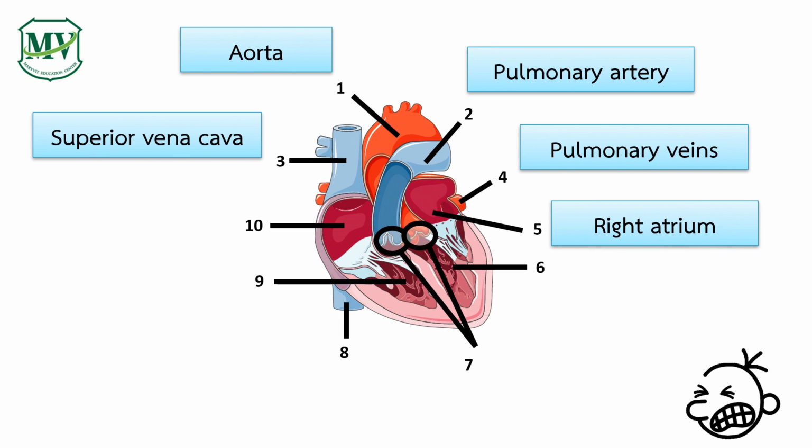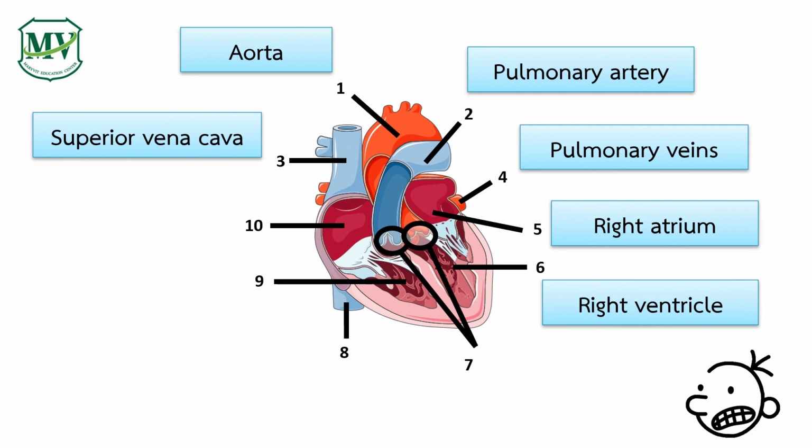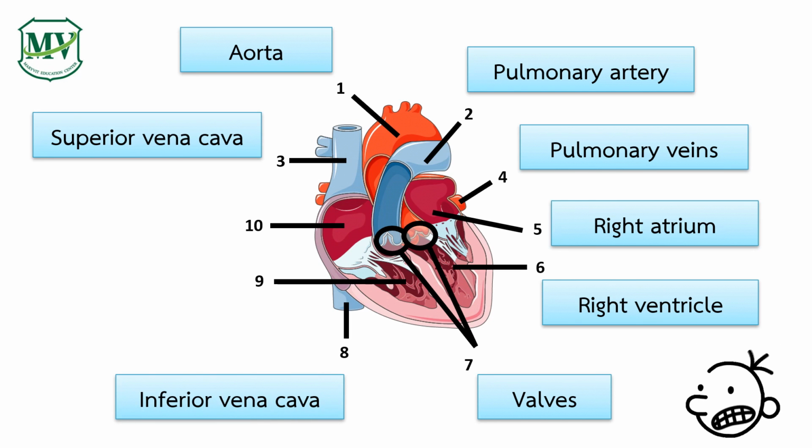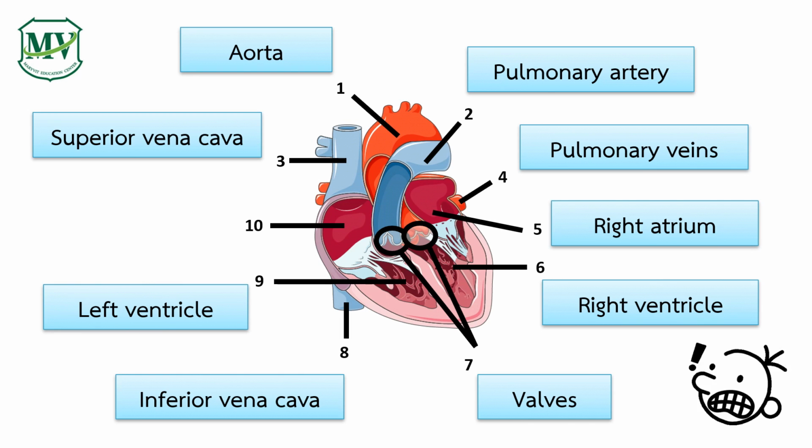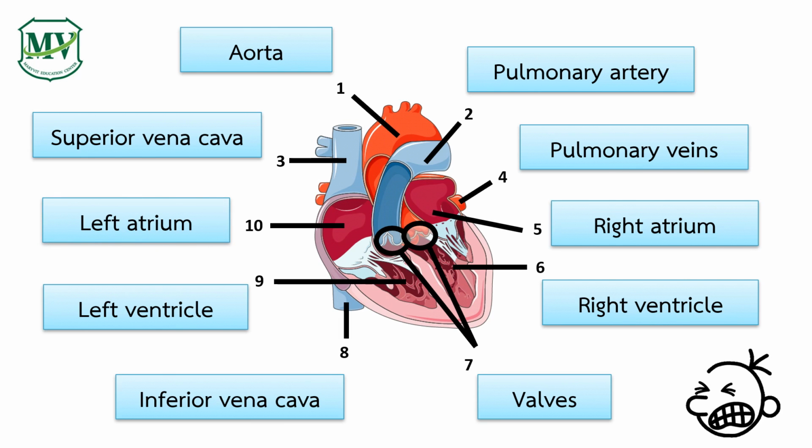Number 5. Right atrium. Marvelous. Number 6. Right ventricle. Magnificent. Number 7. Valves. Remarkable. Number 8. Inferior vena cava. Extraordinary. Number 9. Left ventricle. Outstanding. And number 10. Left atrium.